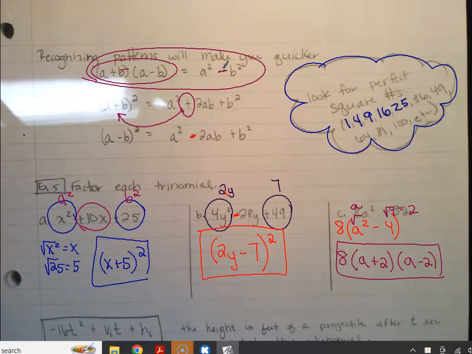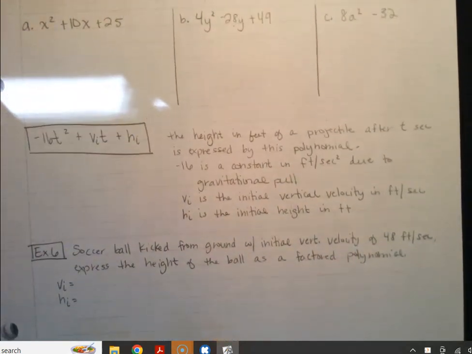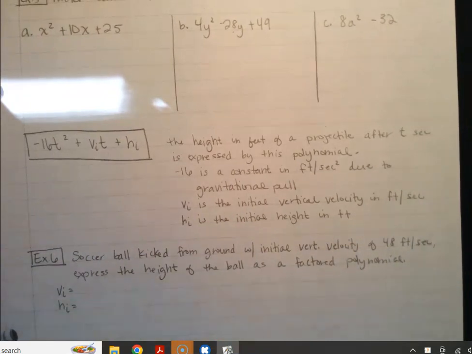All right, so we're going to work on a worksheet. Let me look at this next problem with us, because it's the word problem. So the happy, joy, joy. All right, so negative 16t squared plus v sub I times t plus h sub I. So this is the height in feet of a projectile. So what's something that's a projectile? A bullet, a disc, a flare. Any of those things that we're shooting up in the air. A soccer ball, right? If you kick it straight up. The height in feet of a projectile after t seconds is expressed by this polynomial.